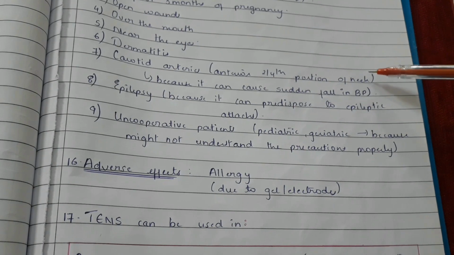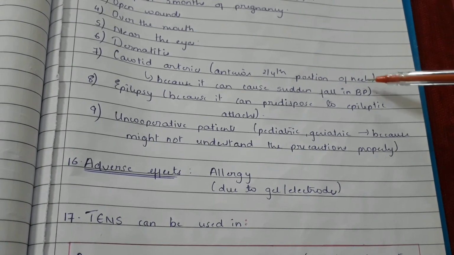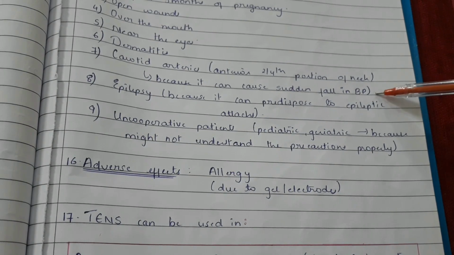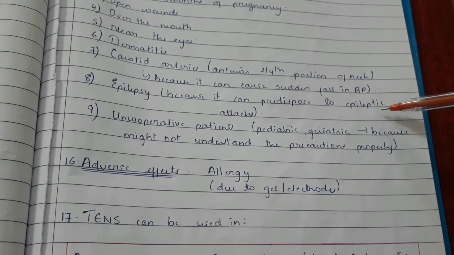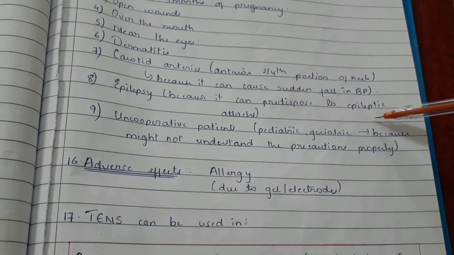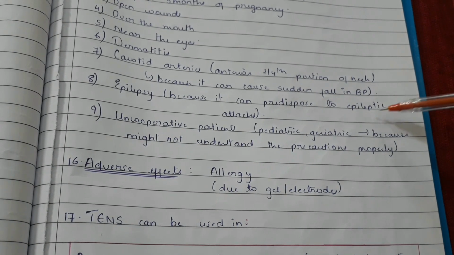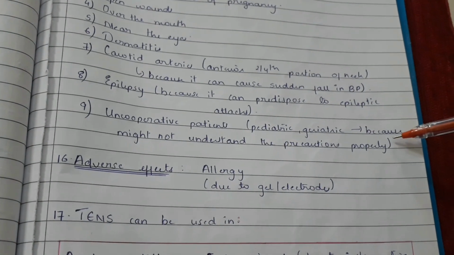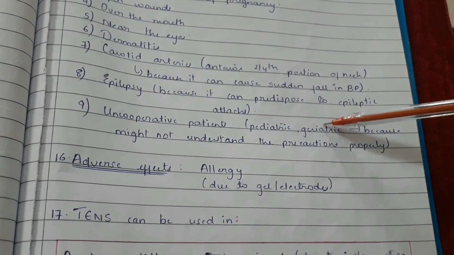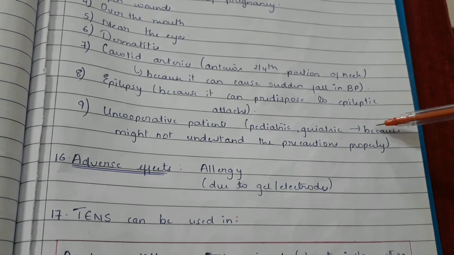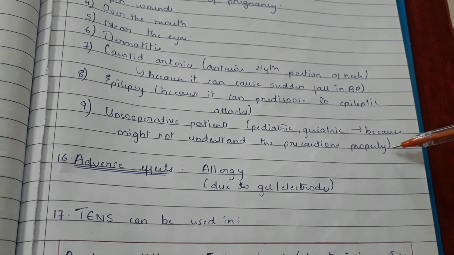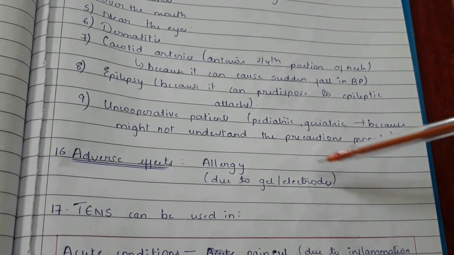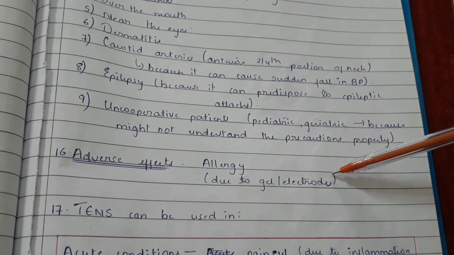around the carotid artery region, that is in the anterior portion of the neck, because it can cause a sudden fall in blood pressure. In case of epilepsy, because it can predispose to epileptic attacks, and also contraindicate in case of uncooperative patients, that is extremely young or extremely old individuals, because they might not understand the precautions properly. Adverse effects: it can result in allergies due to the gel or the electrode placement.